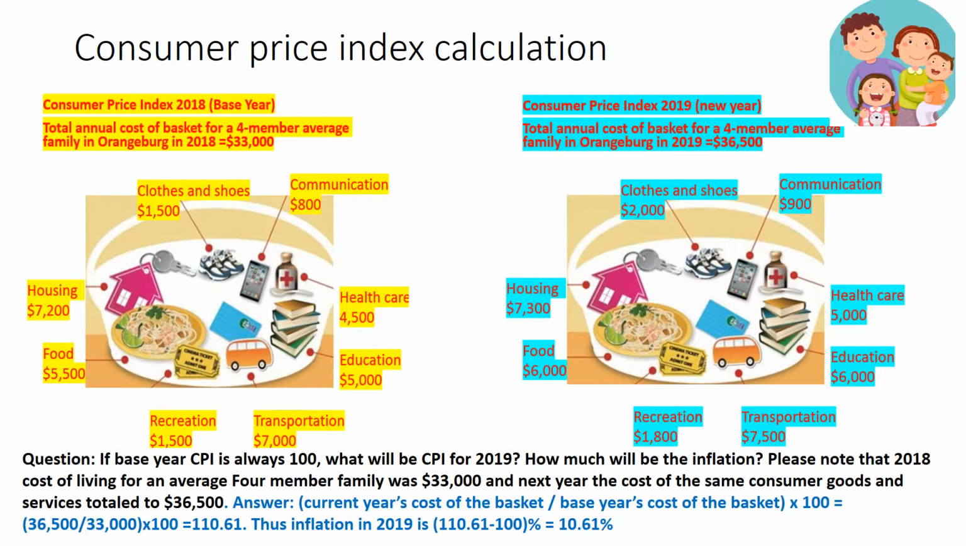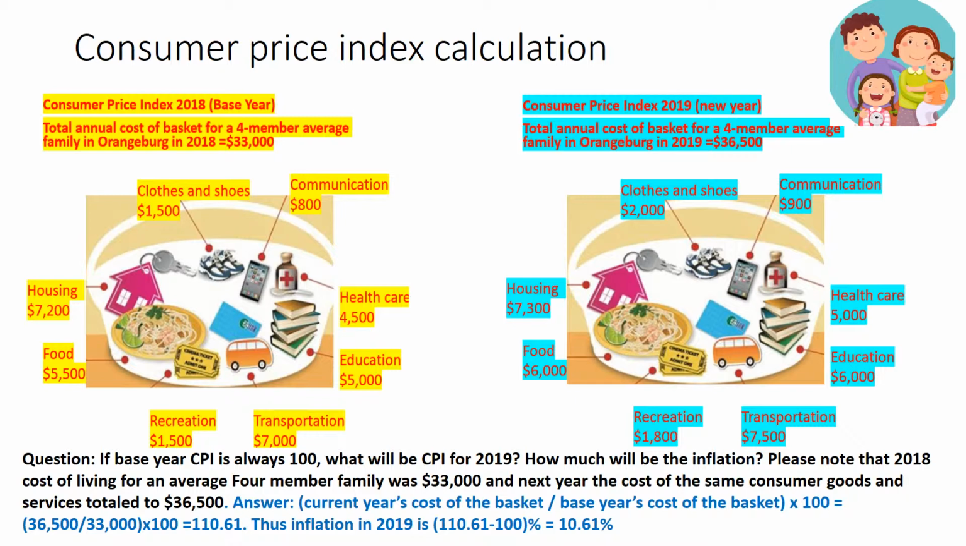Maybe gas price is up. Education cost went up by $1,000. The healthcare expenditure went up by $1,000 for this family for a year, and the cell phone and internet communication bill went up by $100. And the clothes and shoes cost has gone up by $500 relative to the base year. Those numbers for this family's 2019 expenditure total, let's say, $36,500. So now we know that the base year's goodie bag cost $33,000, and the current year's goodie bag cost $36,500. Now let's see what the question is.